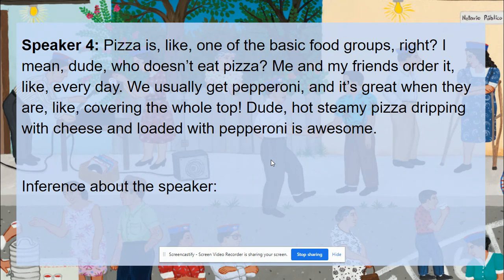Pizza is like one of the basic food groups, right? I mean, dude, who doesn't eat pizza? Me and my friends order it like every day. We usually get pepperoni, and it's great when they're like covering the whole top. Dude, hot steamy pizza dripping with cheese and loaded with pepperoni is awesome.